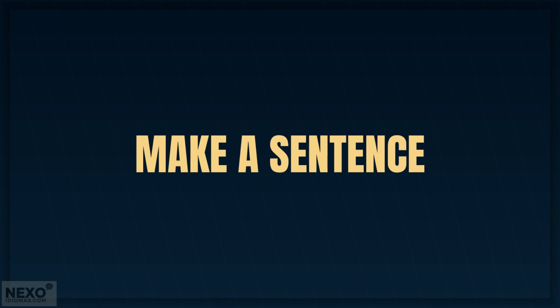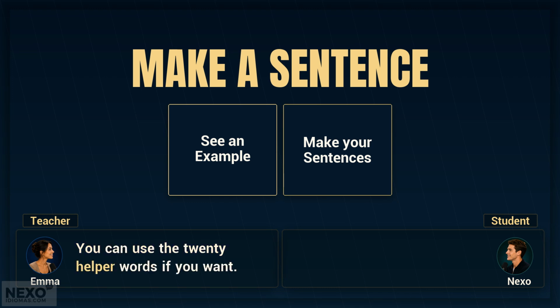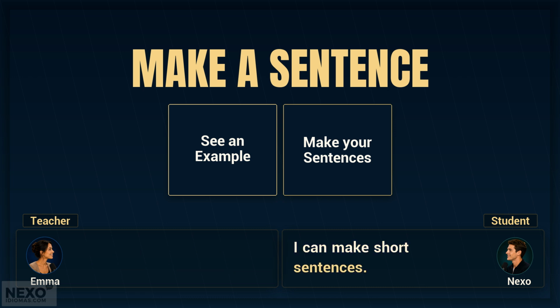Make a sentence. Now we will build 6 sentences. Use one main word for each sentence. You can use the 20 helper words if you want. Try to use he, she, it plus verb with s when it fits. I can make short sentences.